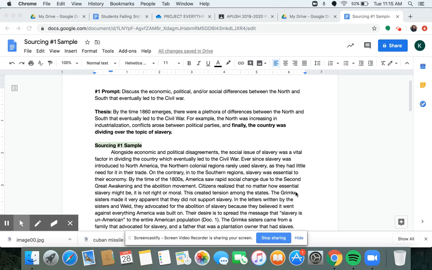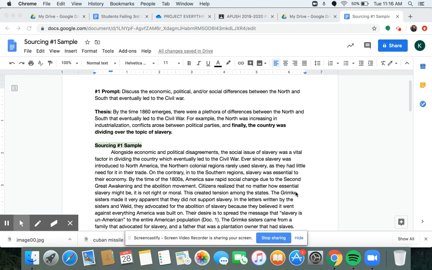Hi guys. So I just wanted to give you a sample of what I'm looking for in sourcing. What does that actually mean in a real life example? This was actually written by one of your classmates. I added a couple things here and there, but this classmate of yours did really, really well.